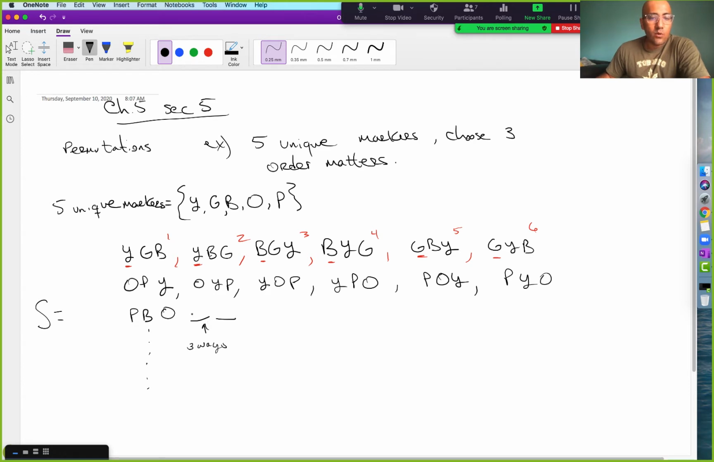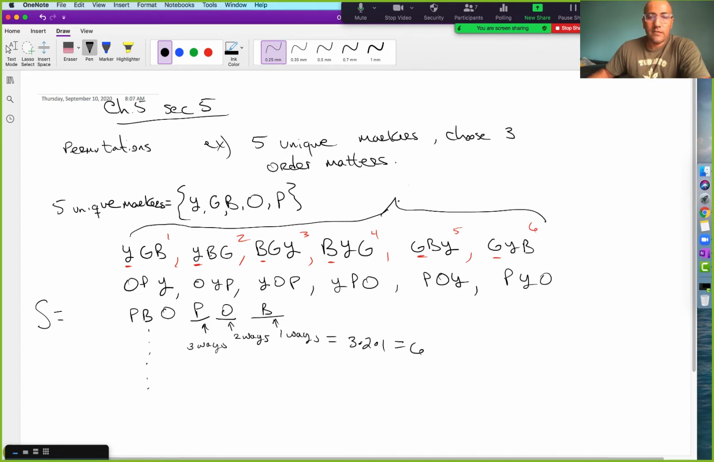Then once you've selected one of them, like let's say I pick the P, then there'll be two options left. So then there's two ways to pick the next one. So let's say I randomly pick the O, and then finally the last one, right? One way, whatever's left. In this case, the B, right? So we know from our complete rearrangement that this should be equal to 3 times 2 times 1, which is equal to 6. That's why there are 6 ways to move around these three colors.